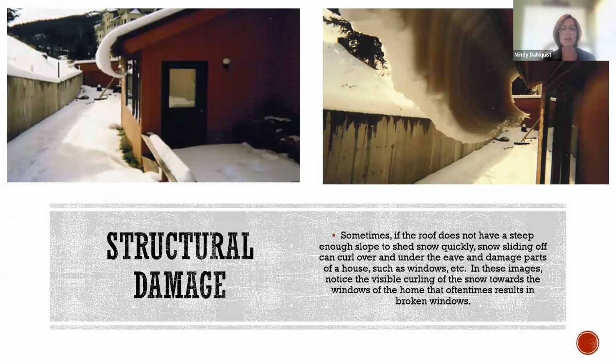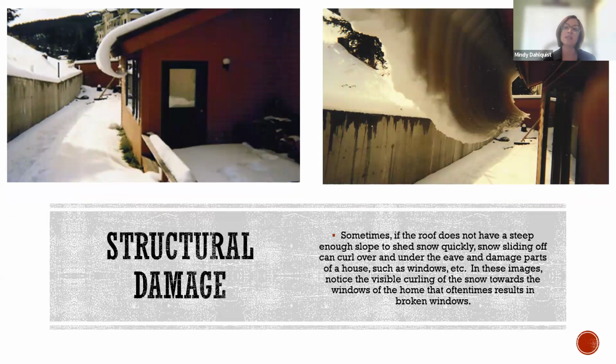Structural damage doesn't always have to include the roof. It can be many, many things around it. So something like windows. This is something that we would call creep and curl. And what is occurring on this cabin here is the slope of the roof is not steep enough for that snow to quickly slide off.